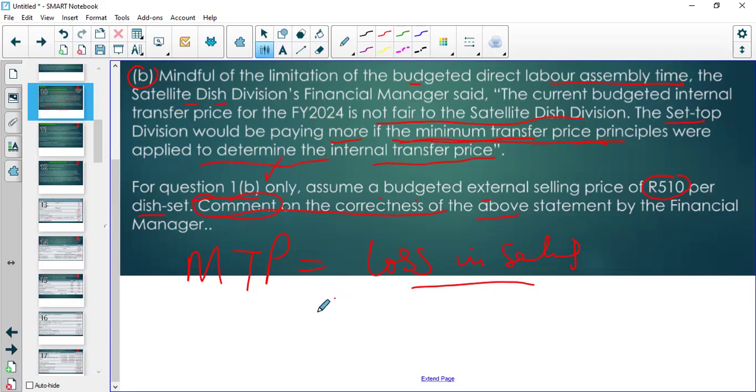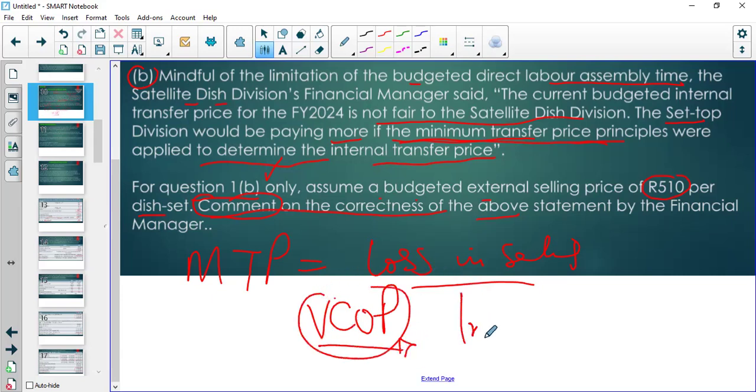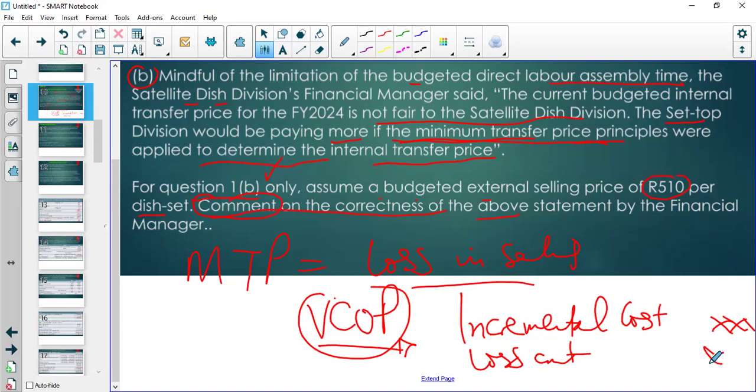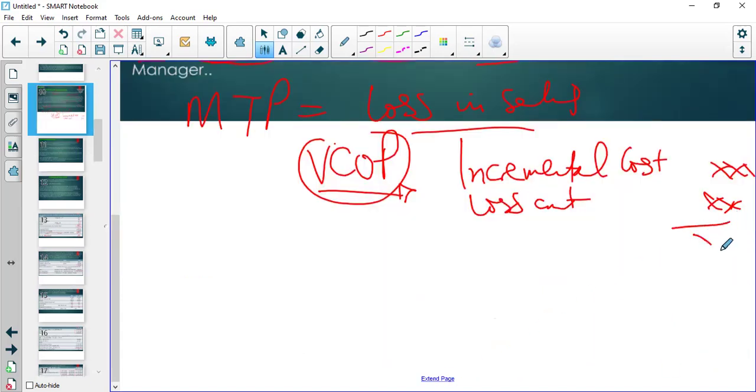Sometimes they say variable cost of production, and I don't quite want to use that term. I want to say the incremental cost of production, because all variable costs are obviously incremental. So the incremental cost of production must be covered, and then the lost contribution must be covered. That is the total cost that has to be covered.